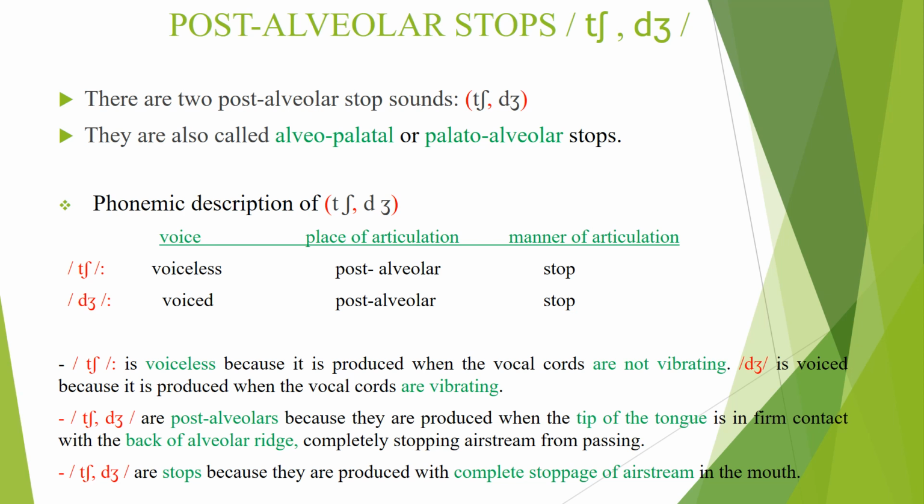Ch is voiceless because it is produced when the vocal cords are not vibrating, whereas j is voiced because it is produced when the vocal cords are vibrating. Ch and j are post-alveolars because they are produced when the tip of the tongue is in firm contact with the back of the alveolar ridge, completely stopping the airstream from passing through. Ch and j are stops because they are produced with complete stoppage of the airstream in the mouth or in the vocal tract.